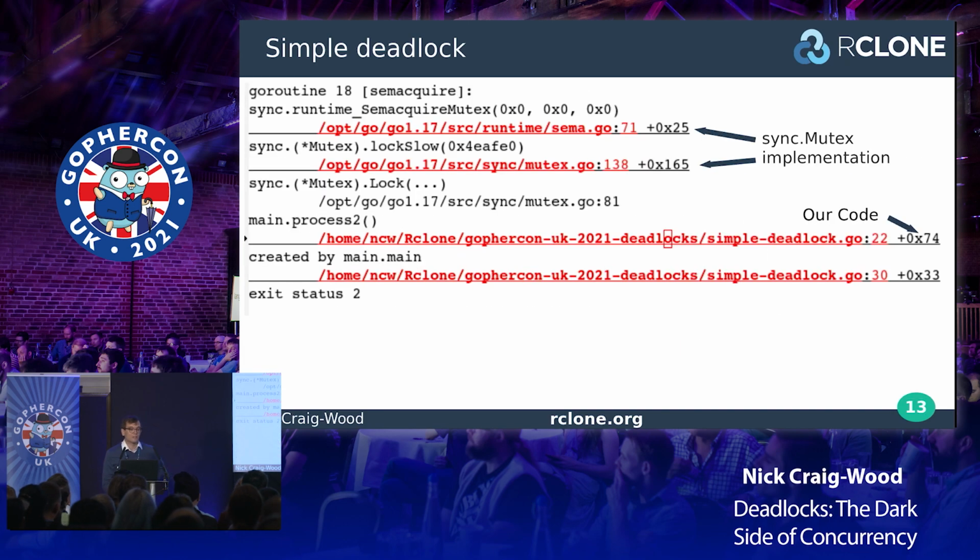Here's the next bit of the output. In Go routine 19, you can again see a different bit of our code. It's also calling the sync.Mutex implementation. Again, it's deadlocked in the sem-acquire state. You'll be hearing a lot about the sem-acquire state.